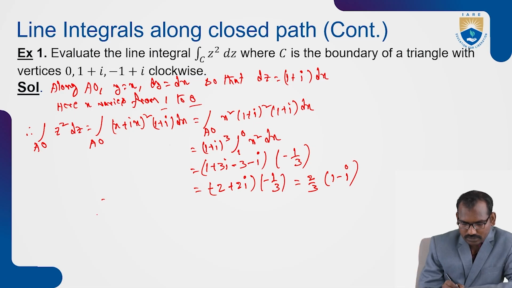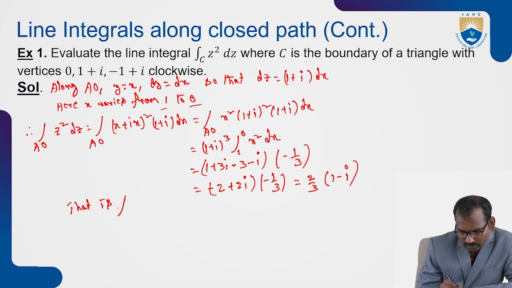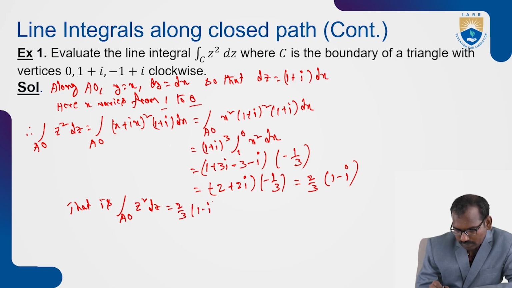So this is what, that is integration along AO of z square dz is 2/3 of (1 minus i). This is equation number 4.